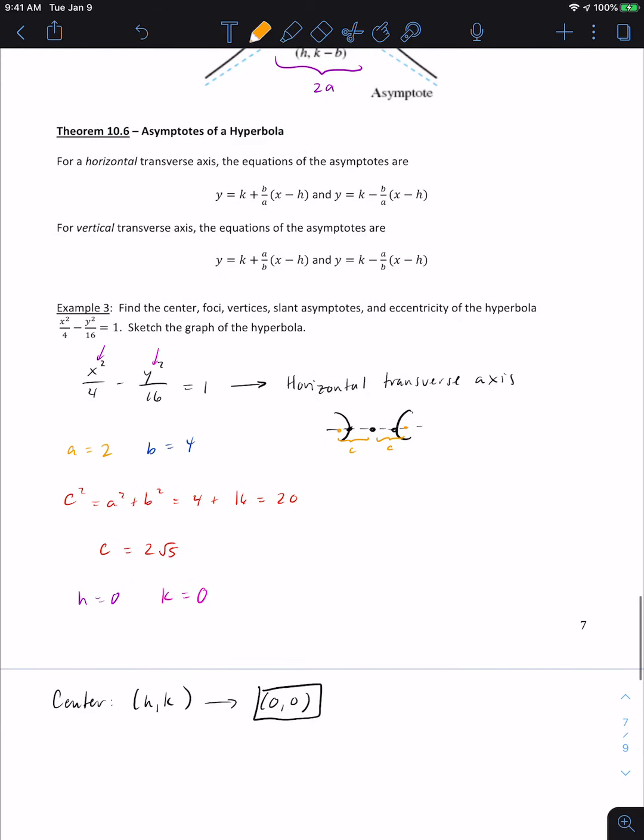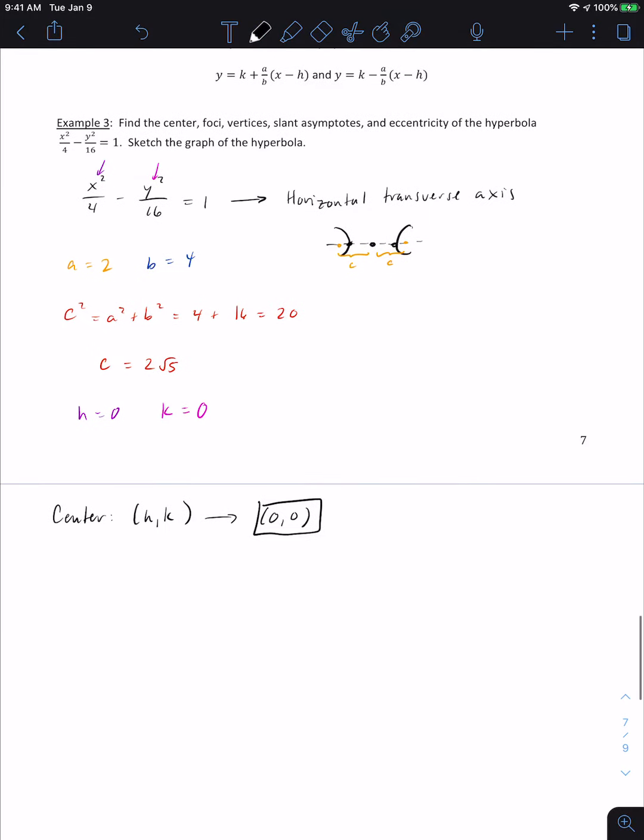So I'm going to take the x values of my center and add or subtract c, right? So in order to find my foci, I take the center, which is (h, k), and I'm going to subtract c, and I'm going to add c from the x values because I'm shifting left or right, not up and down. And the y values are going to stay the same as the center, right? So here I get 0 plus 2 radical 5, so (2 radical 5, 0), and 0 minus 2 radical 5, so (minus 2 radical 5, 0).